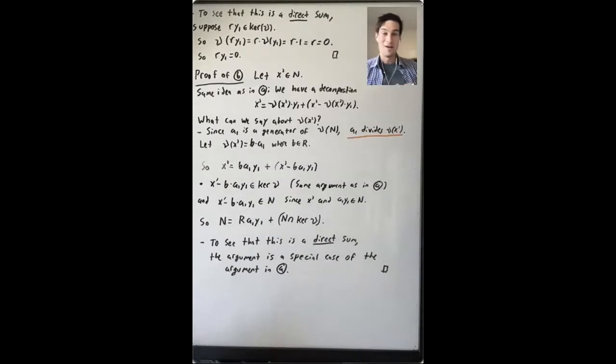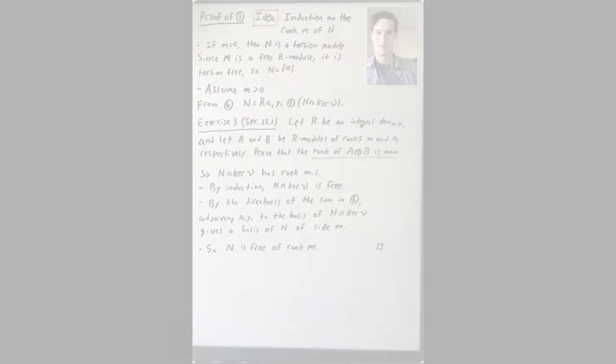So now we have proven that you can write M and N as these direct sums involving these special elements y1 and a1 y1 and this special R module homomorphism nu. So I'm going to pause and erase, and I'll show you how to complete the proof by induction on the rank of each of these R modules.